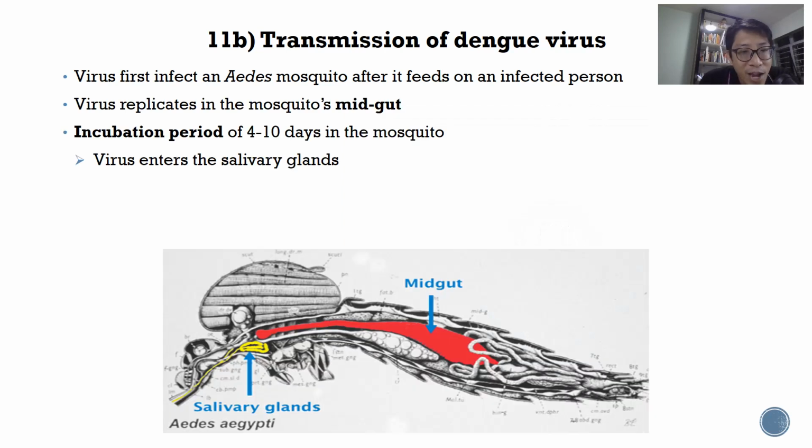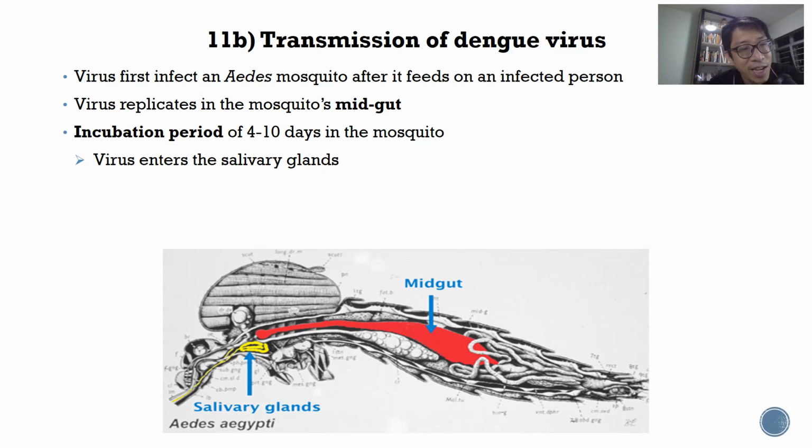Okay, so when the mosquito feeds on an infected person, the dengue virus gets into the midgut of the Aedes mosquito, because it sucks up the blood, and the blood contains the dengue virus. So it's found in the gut, or midgut to be more specific, and the virus will replicate in the midgut for a few days.